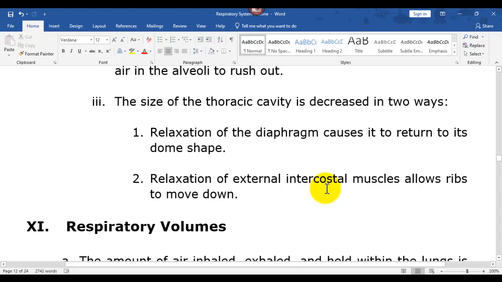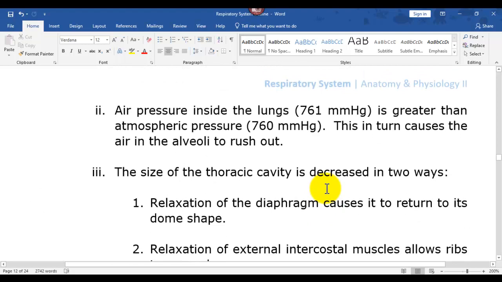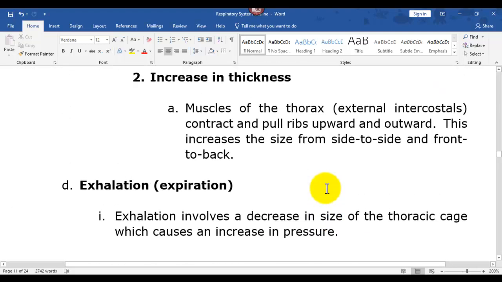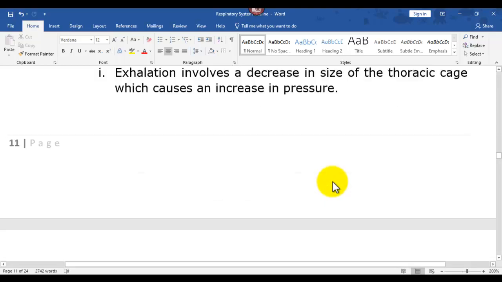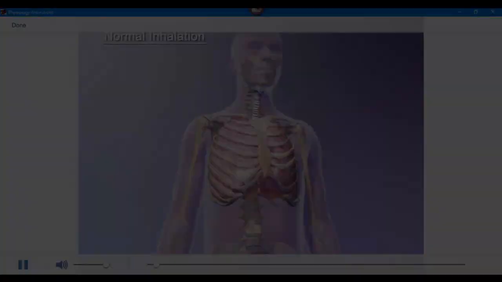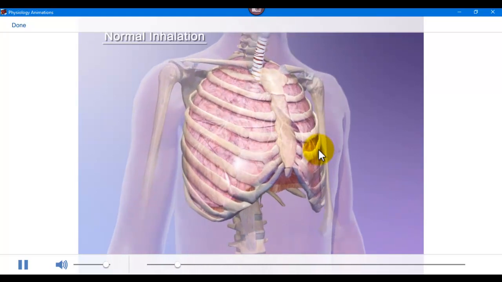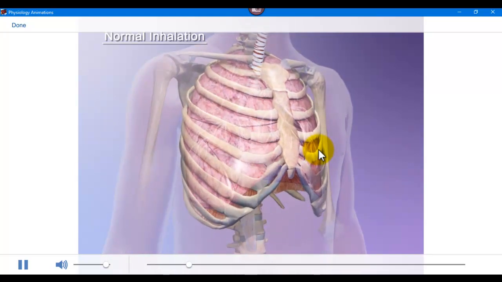Breathing out is passive. If you want to have a more forced expiration, like the person in the video that you're going to see, if you want to breathe out super hard, well, that's going to require some other muscle movements.